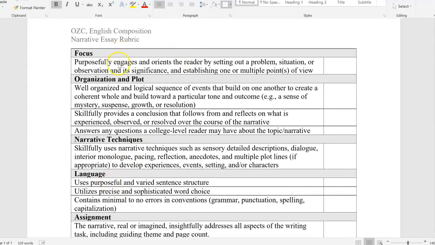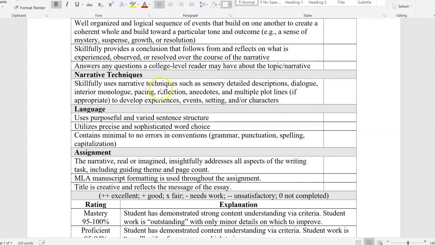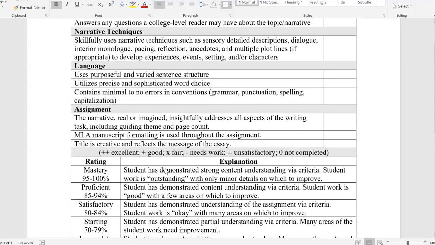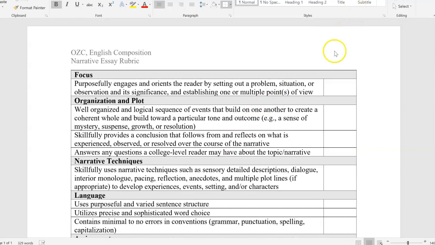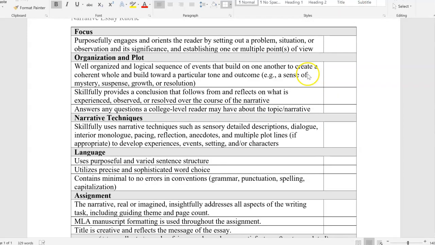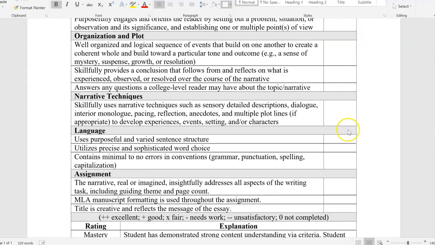So again, the top half is very much focused on the story itself and how you have presented it. And then the bottom half is more like aesthetics and logistics stuff. This is the last half. So the way I grade this, none of these have weights to them. If I were to weight these essays, I would probably give narrative techniques a heavier weight.